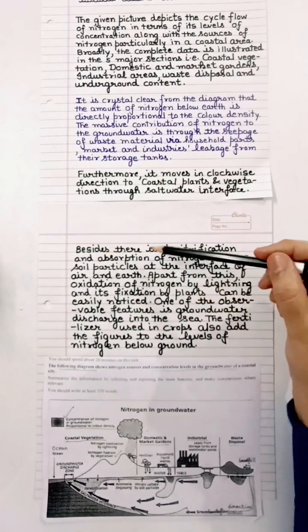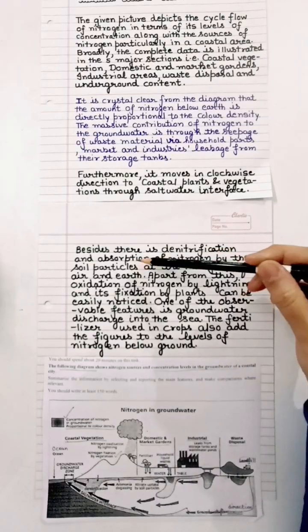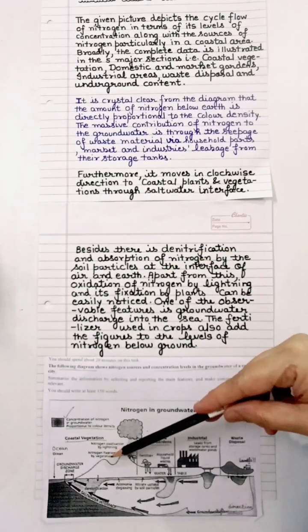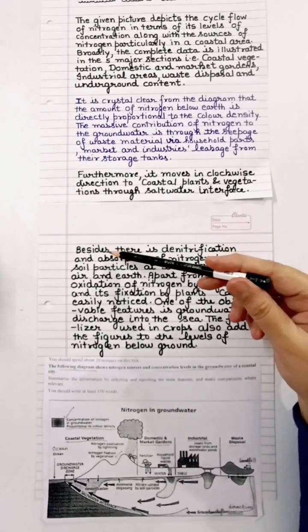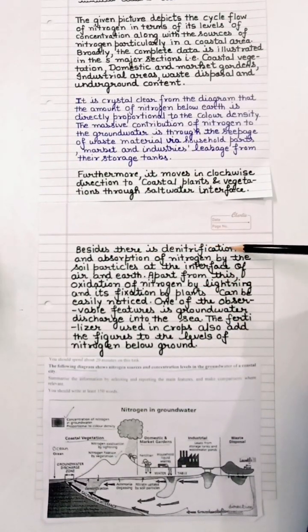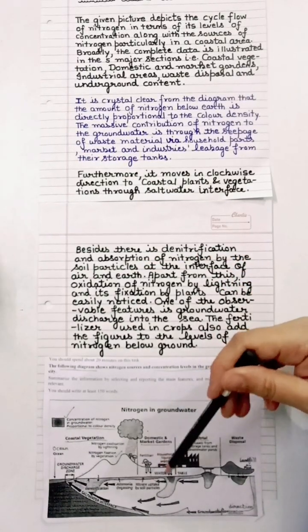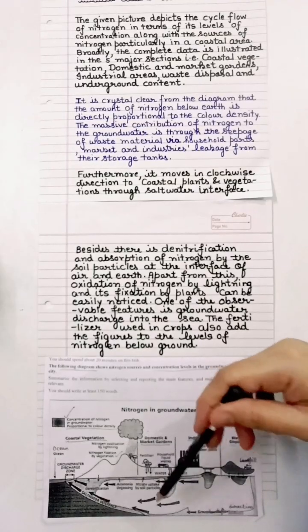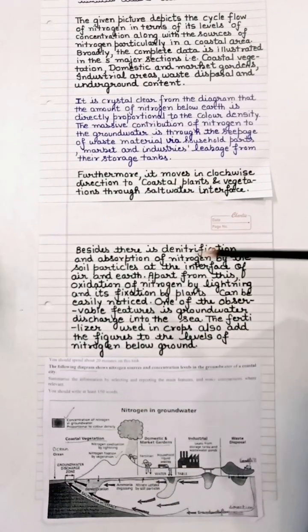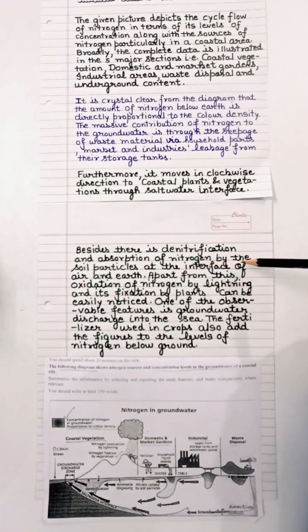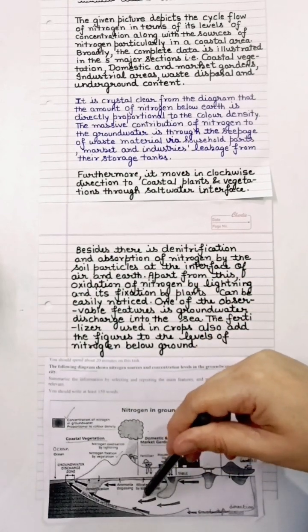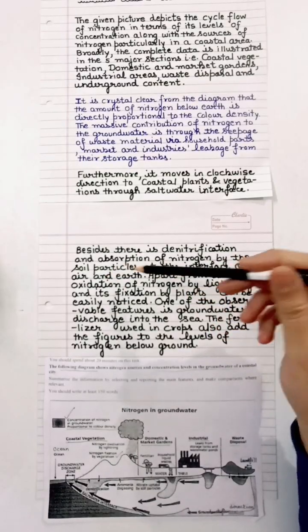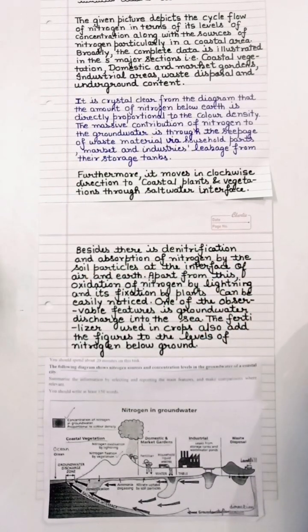So besides, there is denitrification and absorption of nitrogen. Here we have marked that we have to take this fact. Besides, there is denitrification and absorption of nitrogen by the soil particles. I'm not talking on my own, I'm taking from here only. By the soil particles at the interface of what? This is air and underground water. So you can write at the interface of air and earth, right?